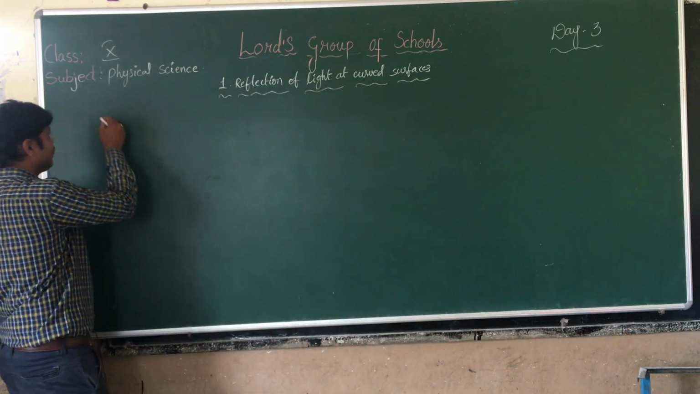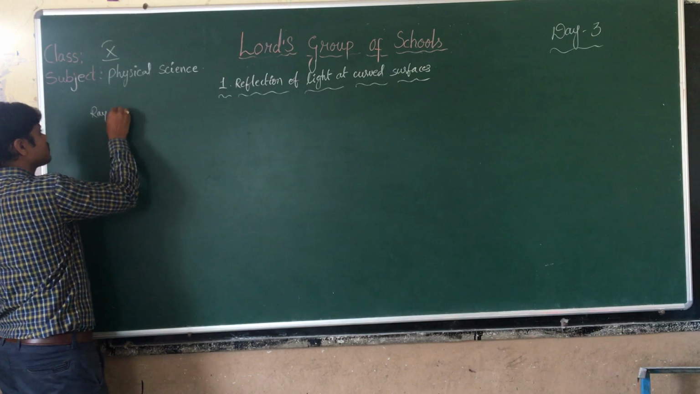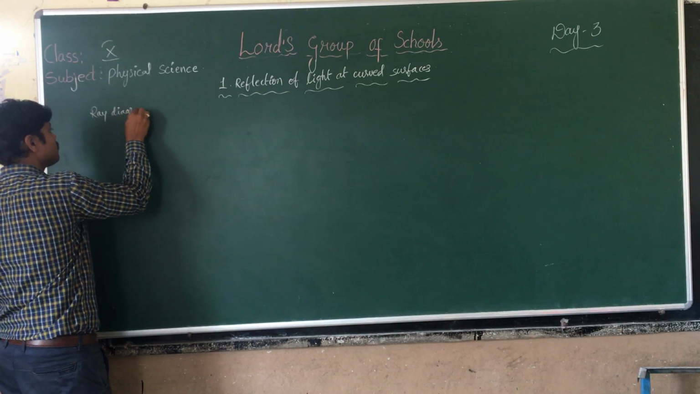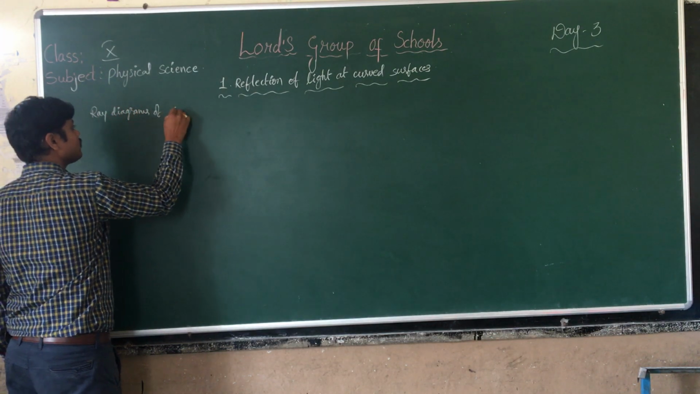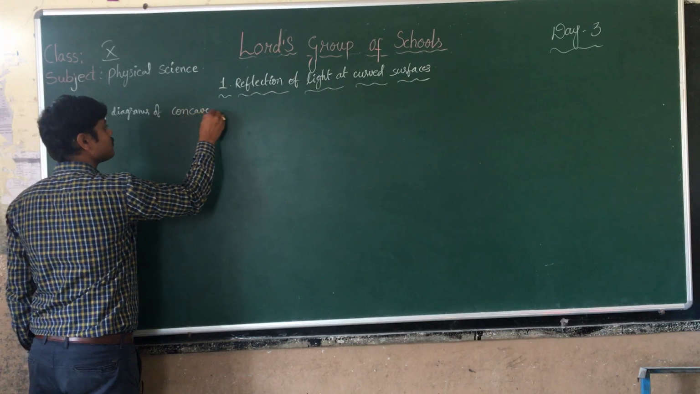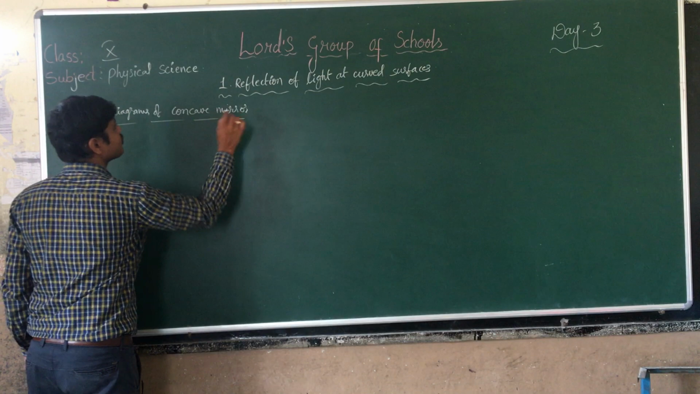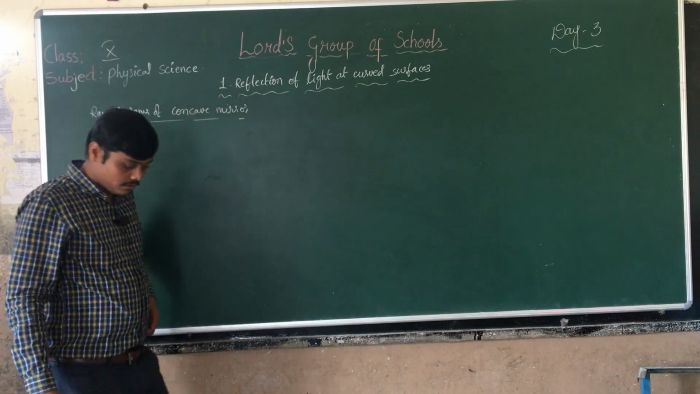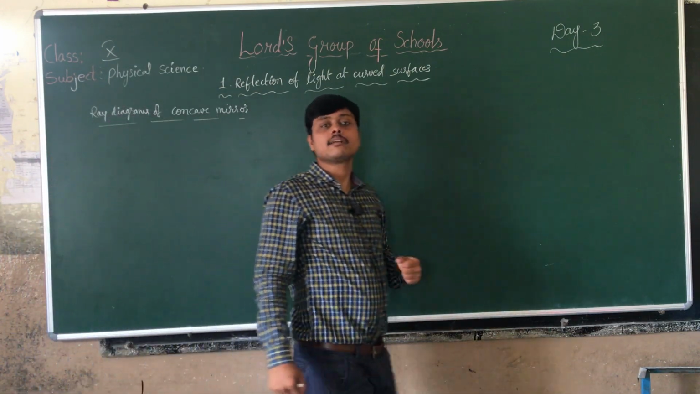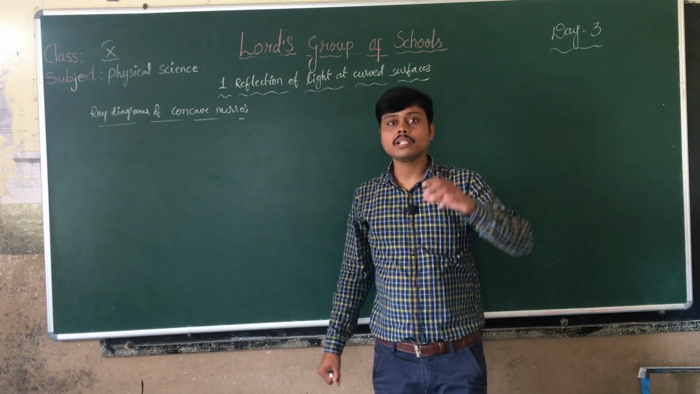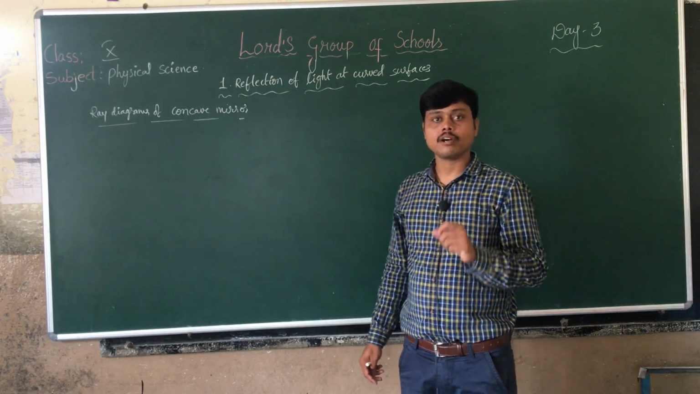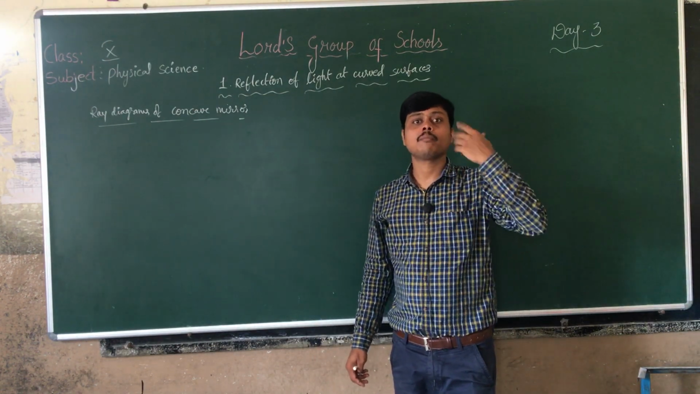Our topic is ray diagrams, first of the concave mirror. So what is meant by a ray diagram? A ray diagram is a pictorial representation of an image of an object which is formed by a mirror.